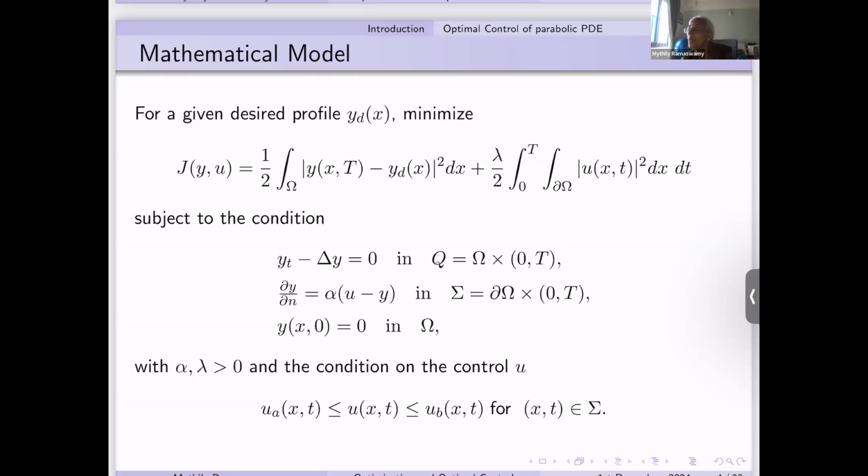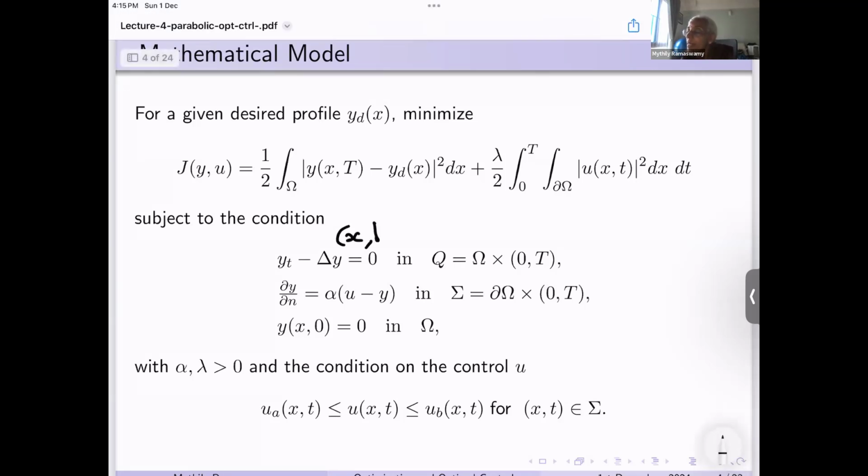I denote Q to be the product space Omega cross (0,T). y is typically a function of x comma t, where x comes from Omega and t comes from (0,T). And this dy by dn is the normal derivative. The normal derivative is usually prescribed, so that is given to be alpha times (u minus y). So we are controlling via u on the boundary.